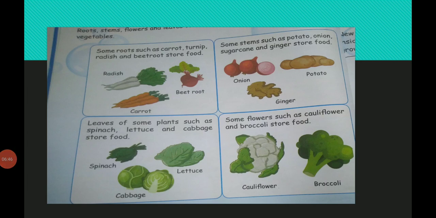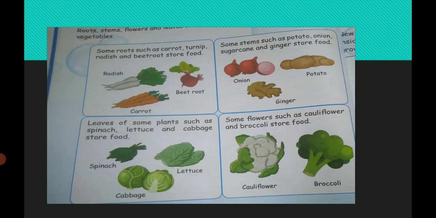Roots, stems, flowers and leaves of some plants store food, and these parts of the plants are edible to us. We eat these parts of the plants: roots, stems, flowers, leaves, seeds. Now all of you look at this one. Radish, beetroot, carrot. Which part of these plants is edible? Root. Root part of these plants is edible.